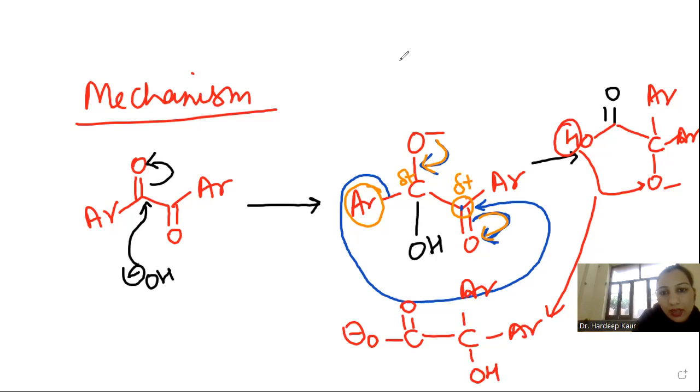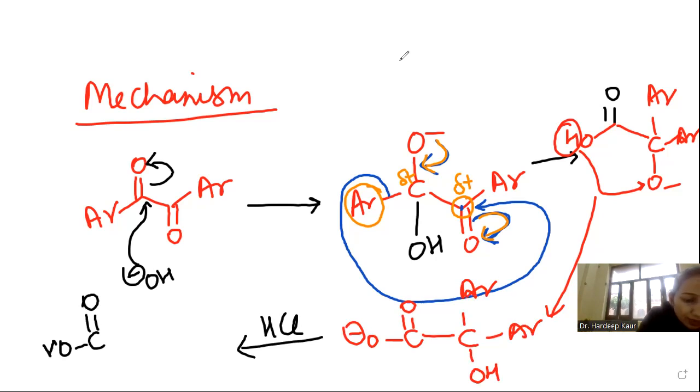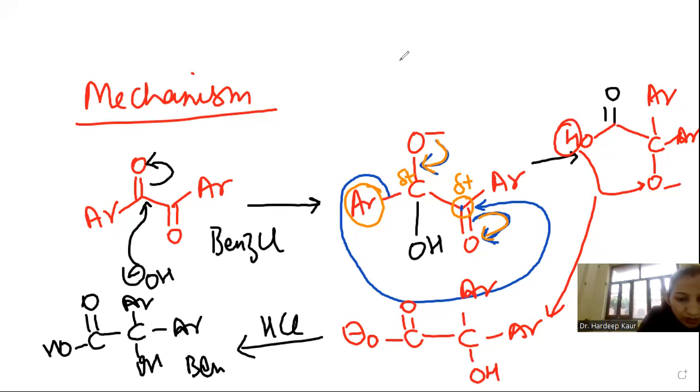Then after this, you will add HCl. This results in formation of benzilic acid. So this is the mechanism of conversion of Benzil into benzilic acid. We started with Benzil, and this is benzilic acid. So this is the mechanism.